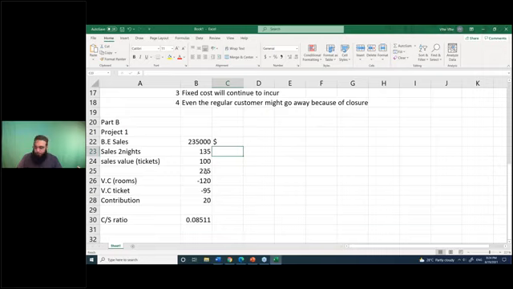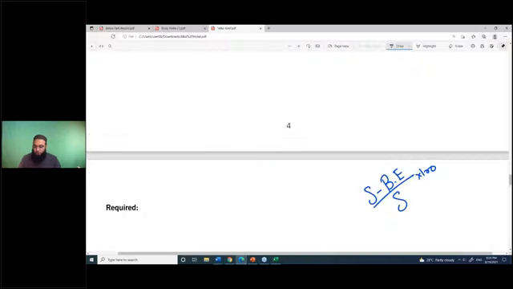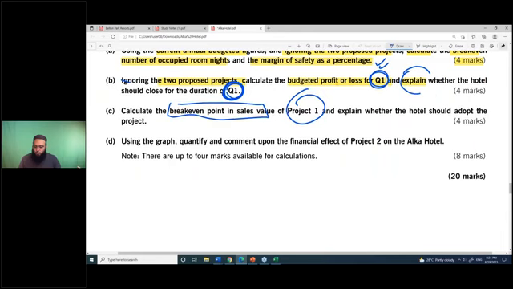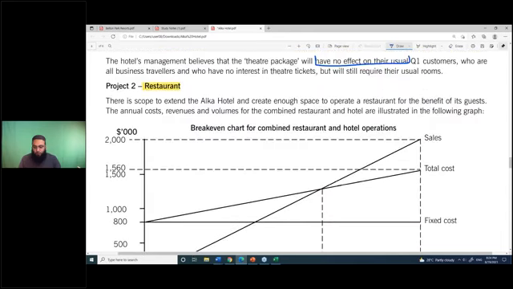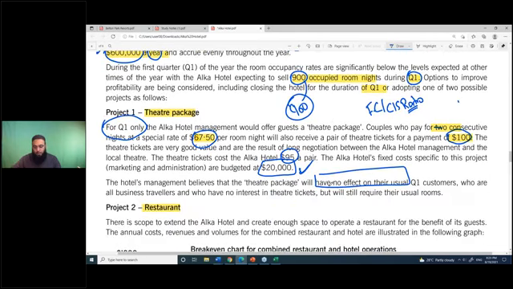Okay. Now, after this, the next thing is to explain whether the hotel should adopt the project or not. Now, what do you think? Should we adopt this project or not? Your answer will definitely matter here, and you really need to think about it before you give your final judgment about this part. So should we go for this or not? That's the question.